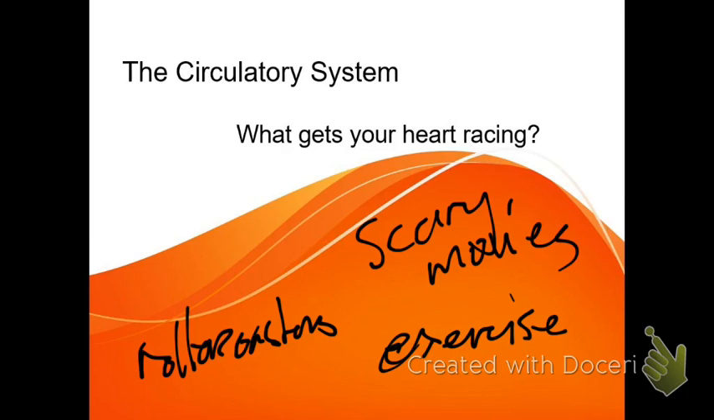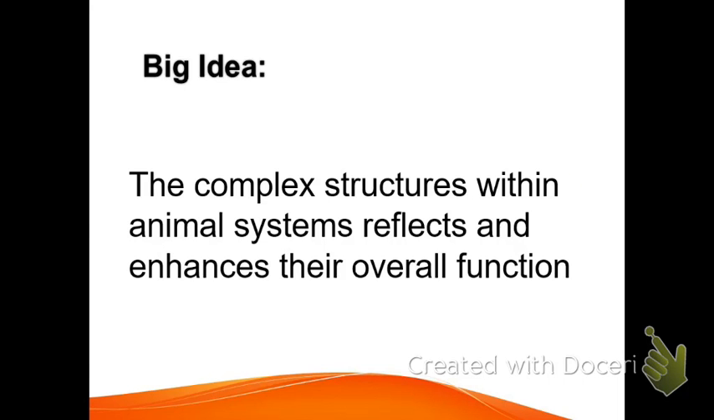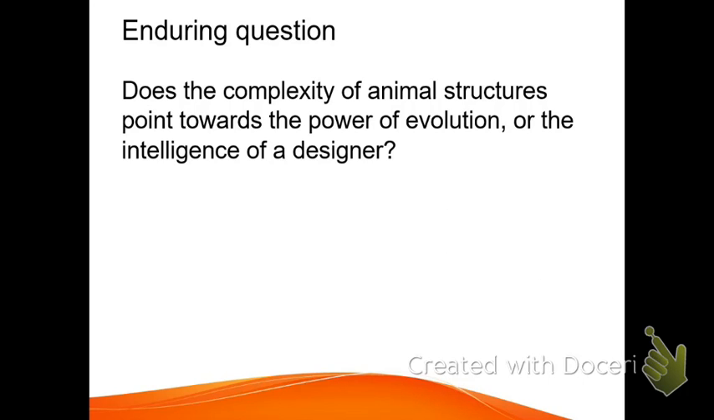Today we're going to start by looking at what a circulatory system is and what different types of circulatory system exist. Our big idea for this entire unit, as we've already mentioned, is that the complex structures within these systems reflect and enhance their overall function. So, structure and function. And again, our enduring question: we're going to start to scratch the surface of how complex the circulatory system of animals is, and we want to know, does that point towards the power of evolution or the intelligence of a designer?